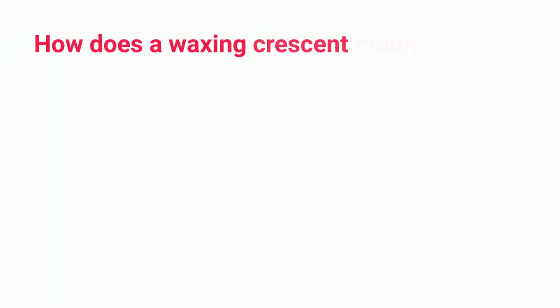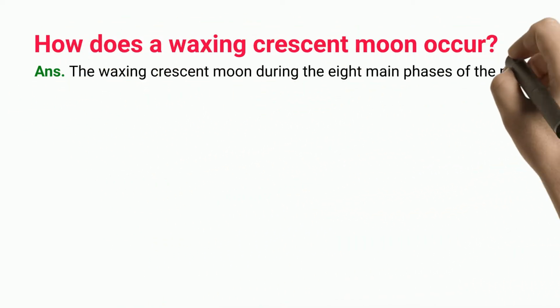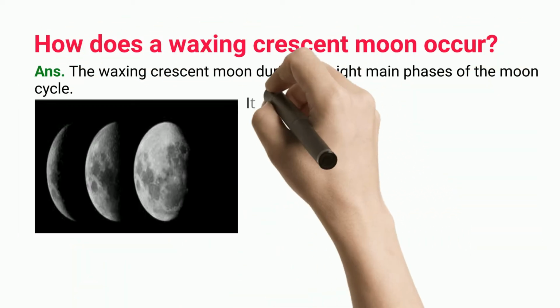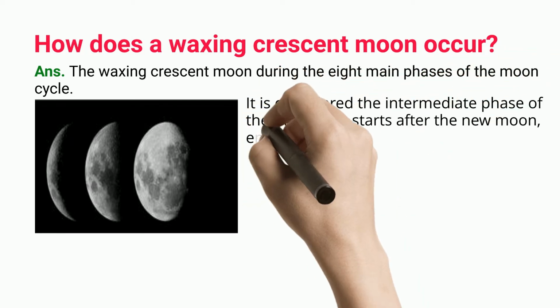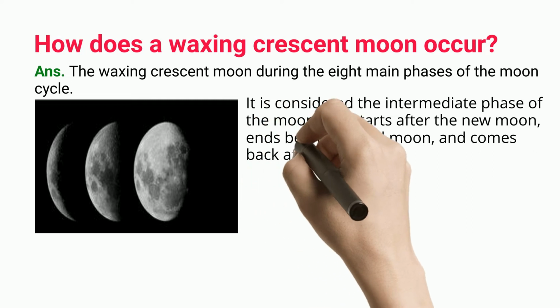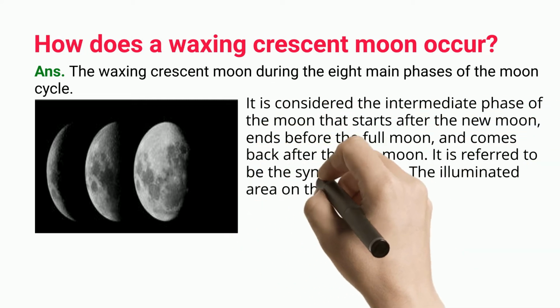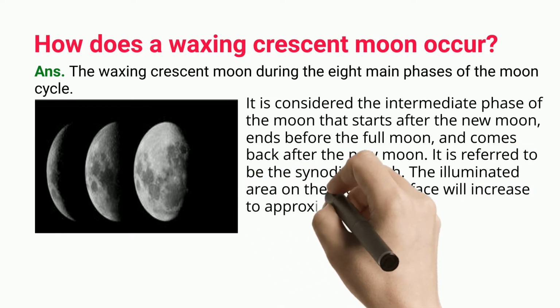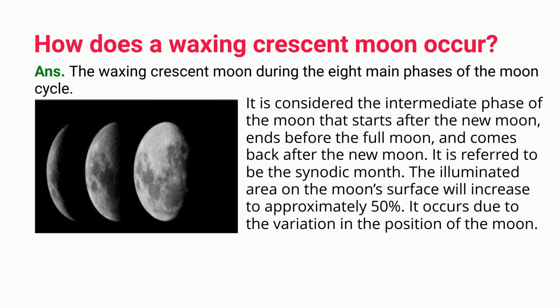How does a waxing crescent moon occur? The shape of each phase of the moon differs from one another. It is considered the intermediate phase of the moon that starts after the new moon, ends before the full moon, and comes back after the new moon. It is referred to as the synodic month. The illuminated area on the moon's surface will increase to approximately 50%. It occurs due to the variation in the position of the moon.